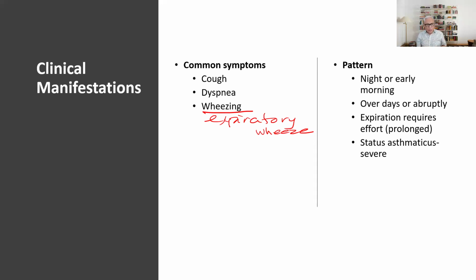The attacks may occur over days, or they could occur abruptly. And then, of course, whenever these attacks occur in a continuous manner, this is going to be a severe situation known as status asthmaticus. And status asthmaticus is a life-threatening condition, and therefore should not be ignored.